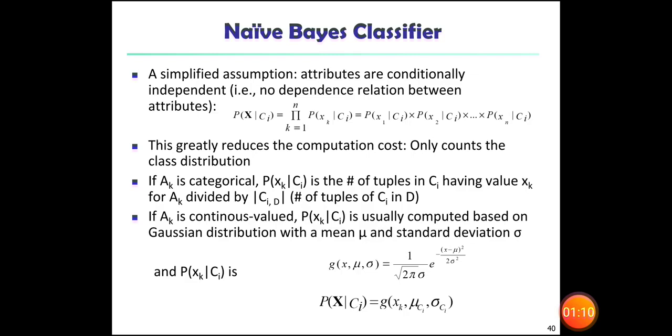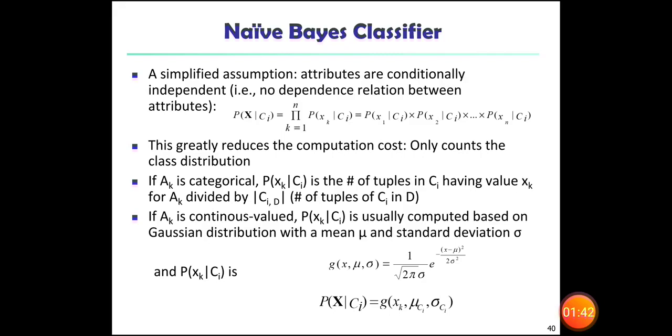For example, if we take A as an attribute, we have a number of attributes A1, A2, A3, like that. This will be categorical. Then P of xk given Ci is the number of tuples in Ci, where Ci is the class, having value xk for Ak, divided by the size of Ci,D. It's nothing but the number of tuples of Ci in D.